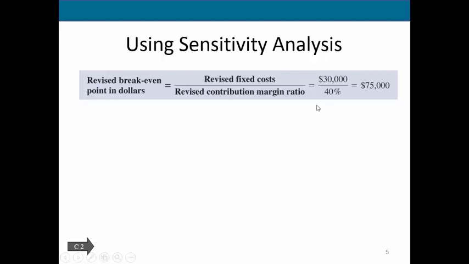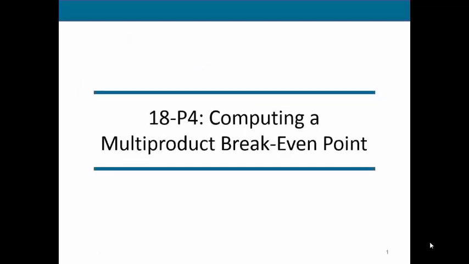We've also changed, in this case, our denominator. If you'll remember before, our contribution margin ratio was 30%. Now we have increased our contribution margin ratio, meaning that we're keeping more of our revenue. So it's a 40% contribution margin ratio. What that tells us is that in order to break even with these new changes in our parameters, we need to have sales of $75,000.